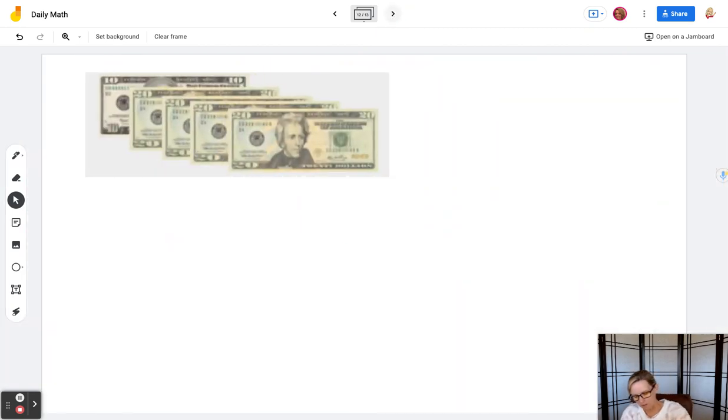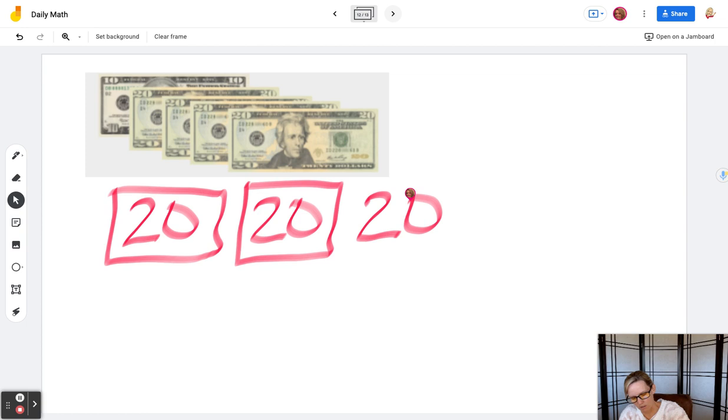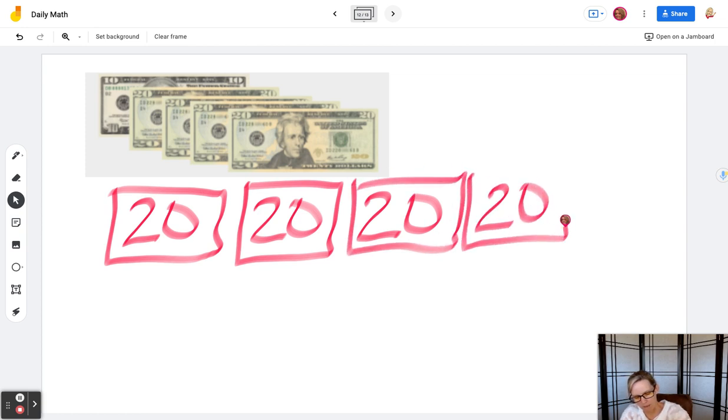So if I look at this one, I'm going to change back to my red. I have 1, 2, 3, 4 20s and 1 10. So I'm going to write my 20s. 1 20, 2, 3, 4, and then my 1 10.